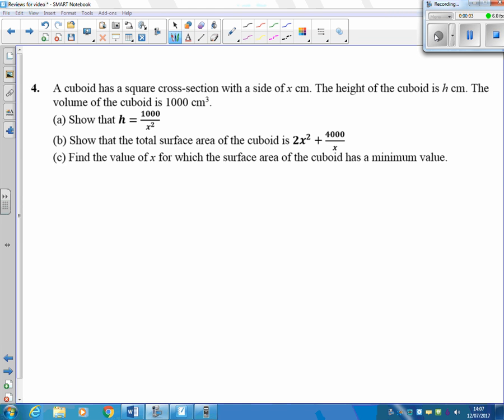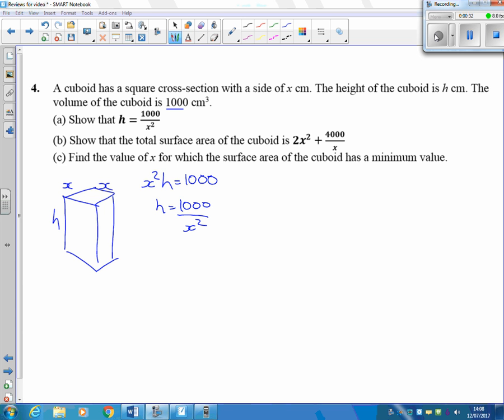Question 4 is an optimization question, and you really need to draw yourself a little sketch of this cuboid to begin with. This cuboid's got a square cross-section that's x and x, and it's got a height of h. So the volume of this thing is x squared times h. And we've been told that the volume of this thing is 1,000. And so h is 1,000 divided by x squared.